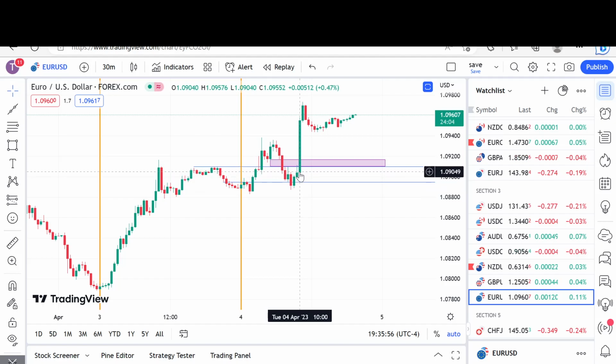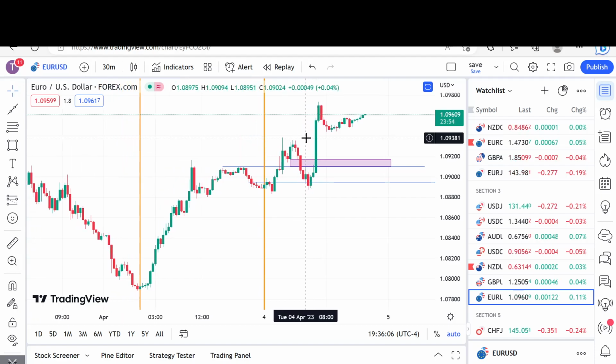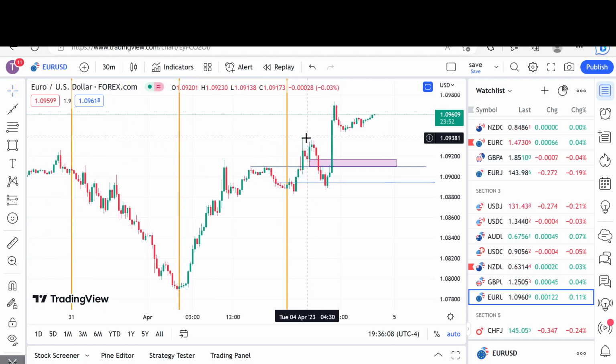And what do you know, 10 o'clock news dropped at 10 o'clock, and boom, this thing just completely demolished high of day. Took out those buy stops. And yep, that was the end of it. But yeah, that's how I read Euro USD.